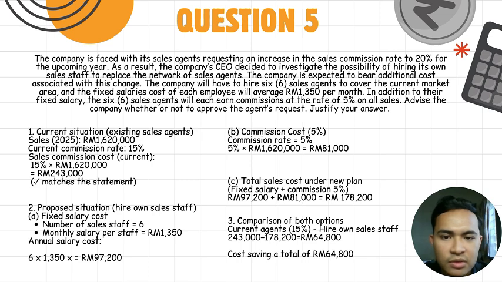So the gist of question 5 is that the company was proposed by the sales agents to increase the commission rate to 20%. For this analysis, we want to calculate and project for the upcoming years whether they should accept the proposal or not.